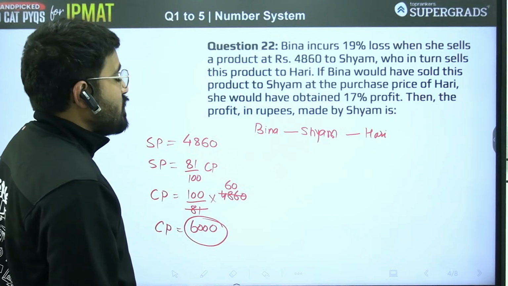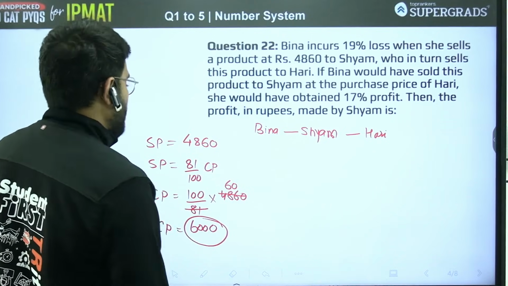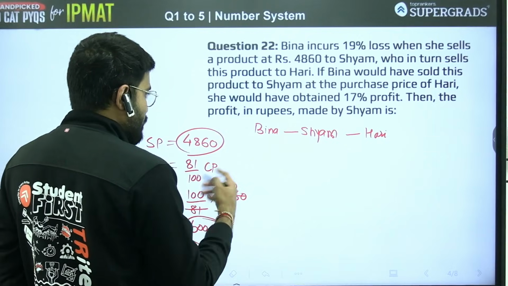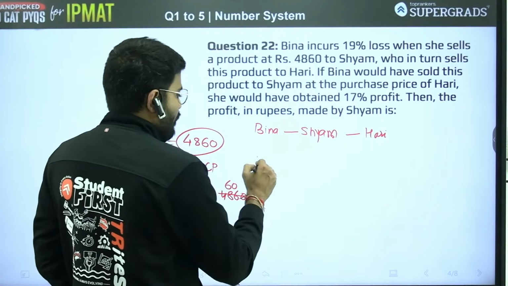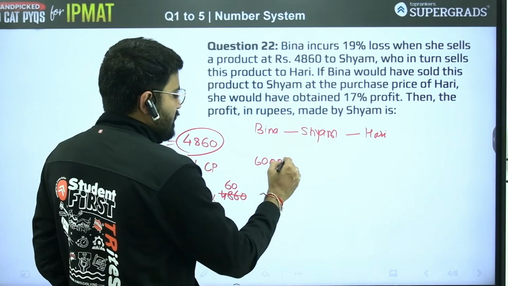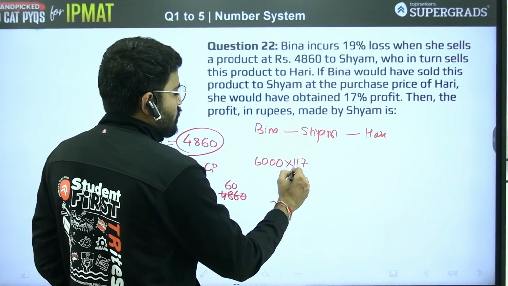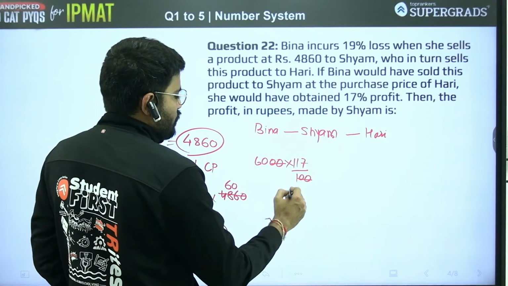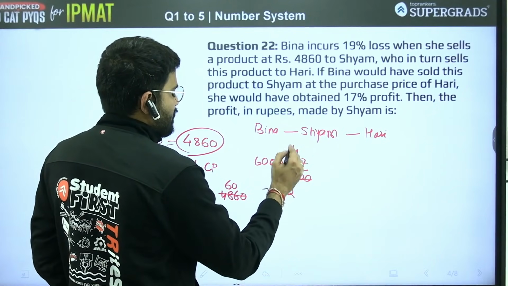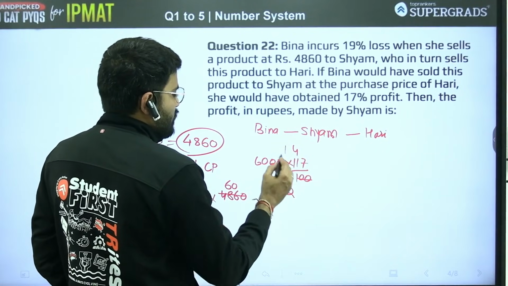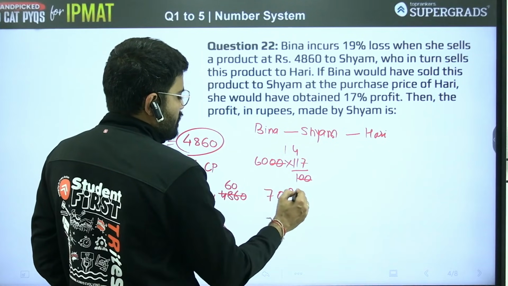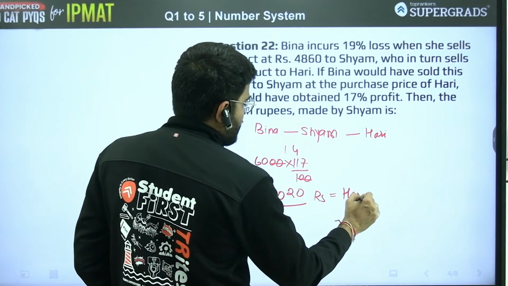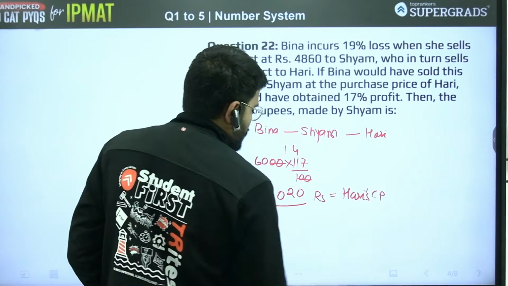If Bina would have sold this product to Shyam at the purchase price of Hari, Bina would not have incurred a loss. Instead, she would have incurred a profit. So if she purchased at 6000 and incurred a profit of 17%, it will be 117 by 100. Two zeros get cancelled. 6 into 7 is 42, 4 carry, 6 plus 4, 10, 1 carry, 6 plus 1, 7020 rupees. So this will be the selling price, which is equal to Hari's cost price. This is Hari's cost price.